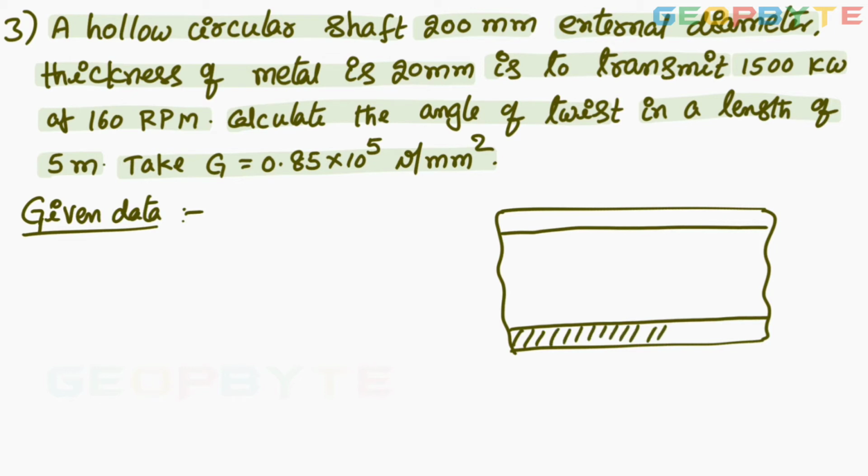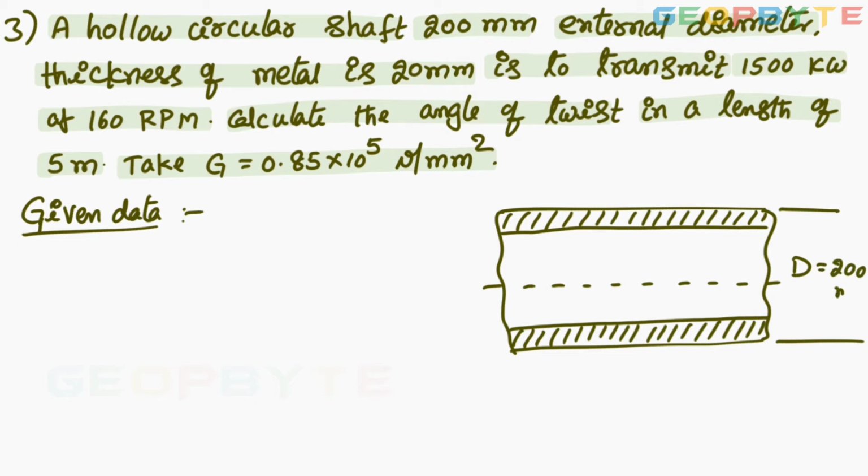Hollow shaft representation. Like this, so this may be the axis. This is the outer diameter, capital D. That outer diameter is 200 mm, also called external diameter. This is the internal diameter, small d. Then I can say this is one thickness, this is another thickness.